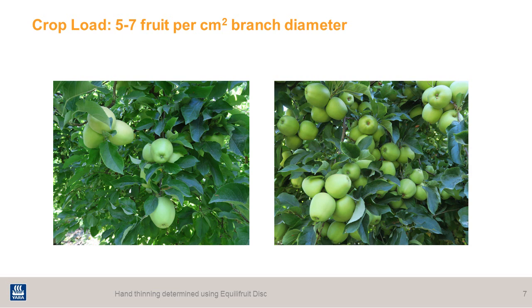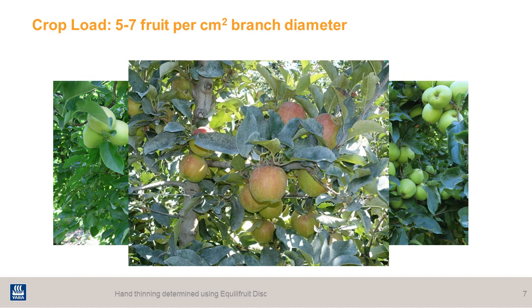Crop load plays an important role in how much calcium ends up in the fruit. When you have a really high crop load, like in this picture here, the tree would have to take calcium up from the soil and then divide it up among all those fruit. So when you have a really high crop load, you can end up with lower calcium content in the fruit.